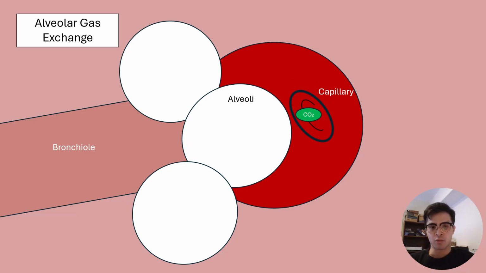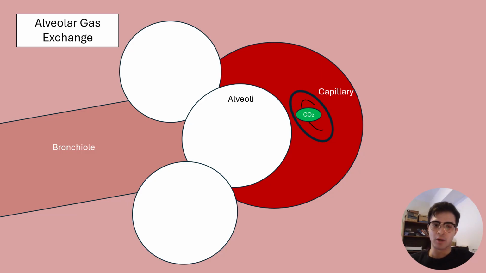Now we have a red blood cell which is deoxygenated. It's carrying CO2. This comes from the heart when we talked about the cardiovascular system and how the right side pushes the blood into the lungs. Now it ends up here.